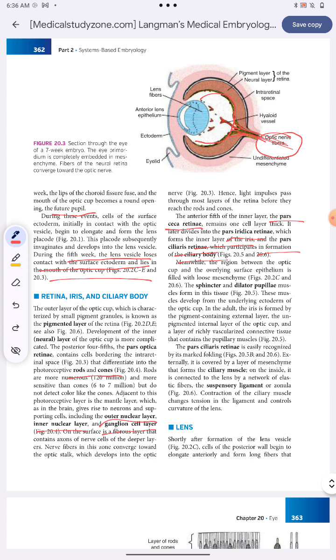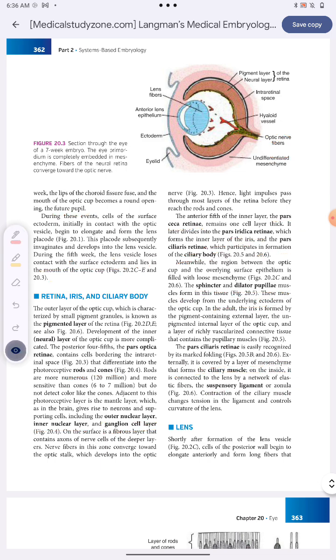Now, the region between the optic cup and the overlying surface epithelium is filled with loose mesenchyme, and the sphincter and dilator pupillae muscles are formed in this tissue. These are formed from the underlying ectoderm of the optic cup. The pars ciliaris retina is easily recognized by its marked folding. It is covered by a layer of mesenchyme that forms the ciliary muscle on the inside and is connected to the lens by suspensory ligaments or zonula.